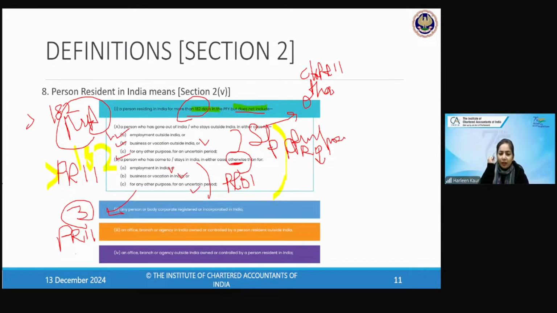सिंपल थंब रूल. इतना अगर आपने याद कर लिया ना तो आपको कभी भूलेगा नहीं. आउटसाइड इंडिया गया, PROI बन गया थ्री पर्पस के लिए. इनसाइड इंडिया आया, थ्री पर्पस के लिए PRI.